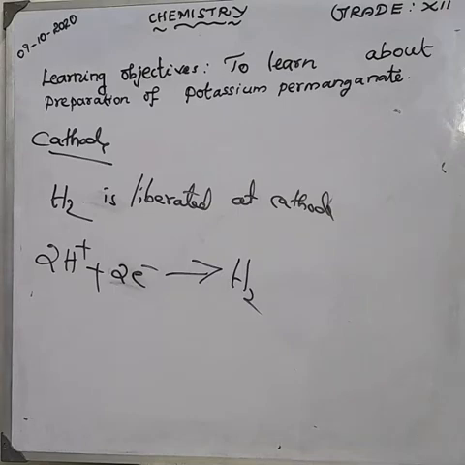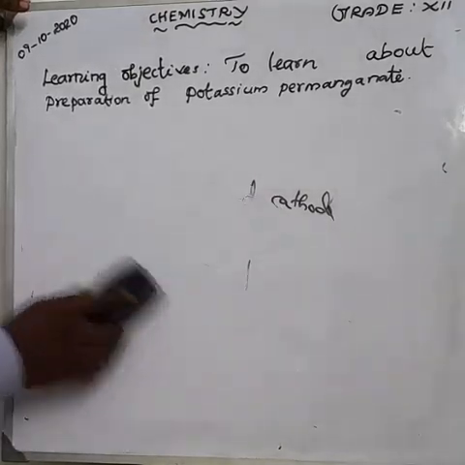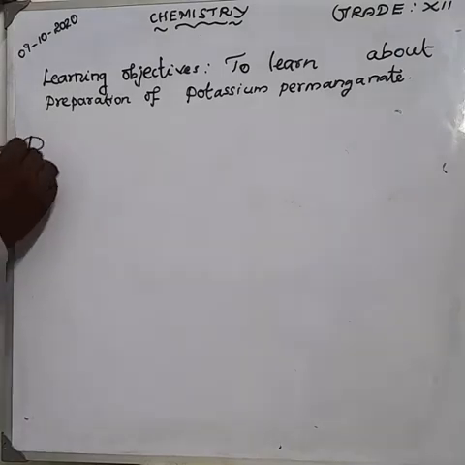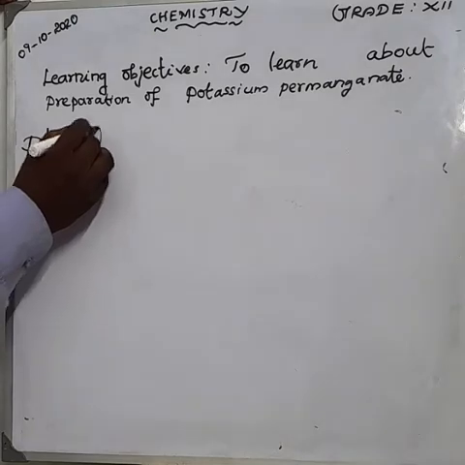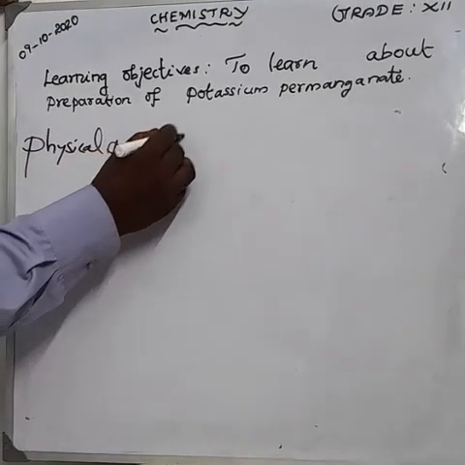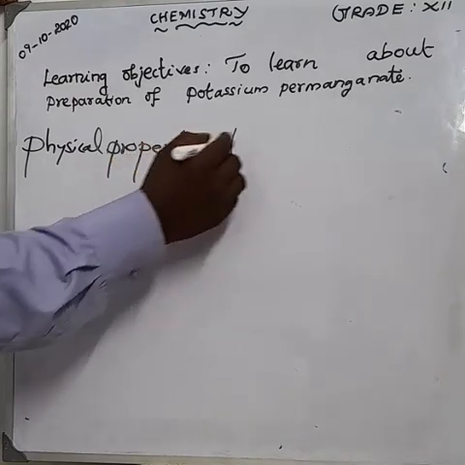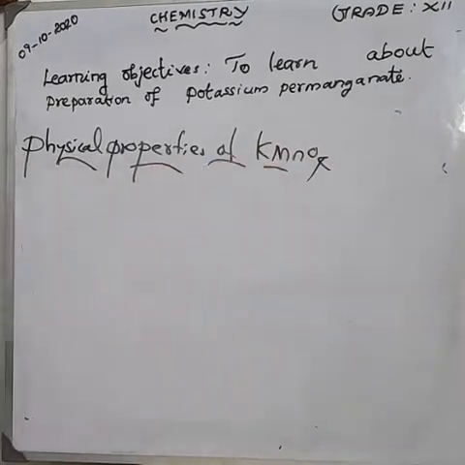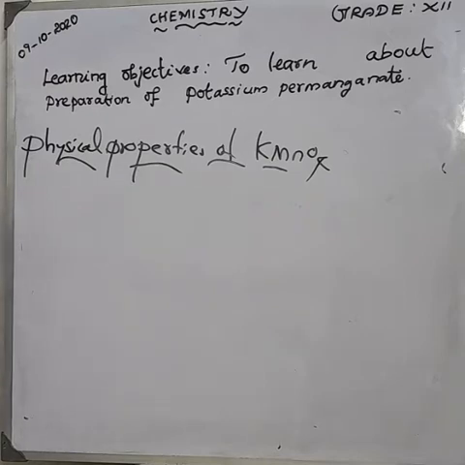Okay. Next, what are the physical properties of potassium permanganate? This is an important question for the 2-mark question. At least you should learn 3 points. What are the physical properties of potassium permanganate? It is a dark purple crystal.